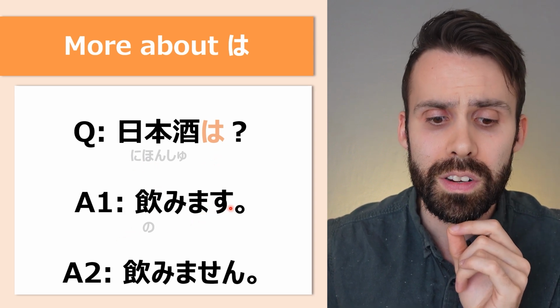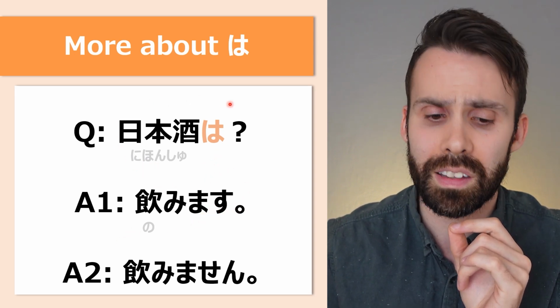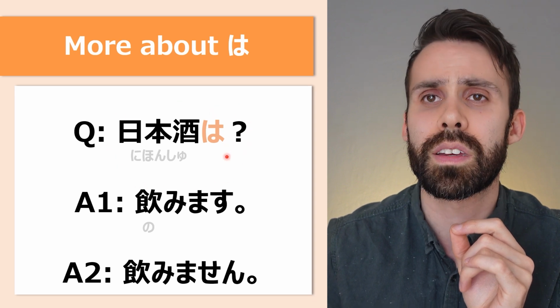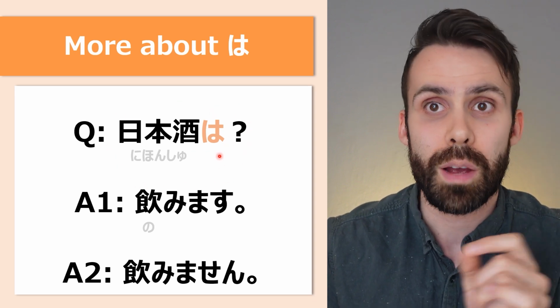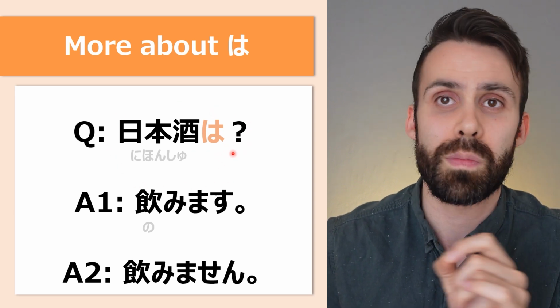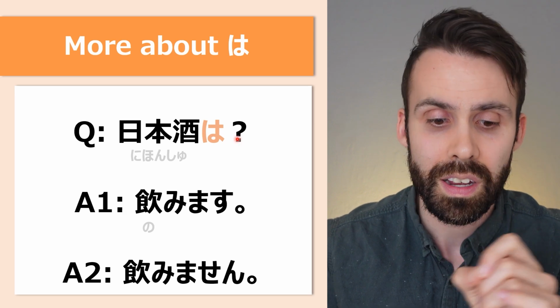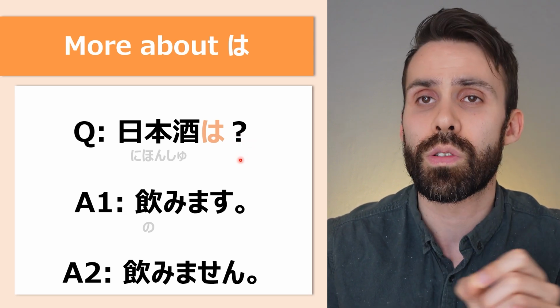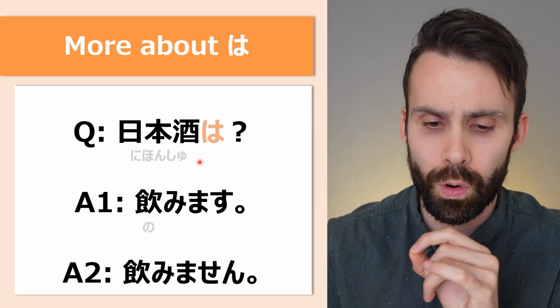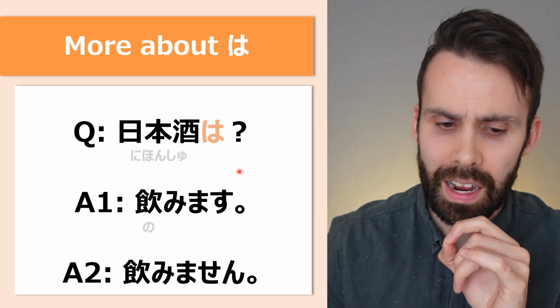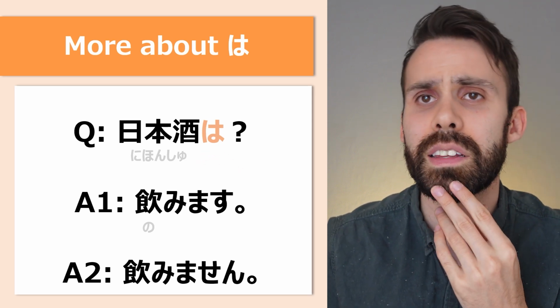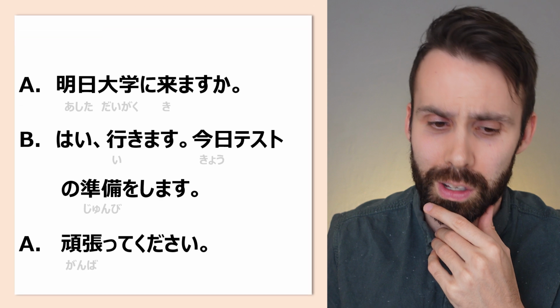But just like with the previous slide, the wa here is not marking the actual subject of the sentence because the subject is the person who is going to be drinking. So, speaking of nihonshu, will you drink or will you not drink? And that's basically it, aside from this dialogue, which I forgot about.